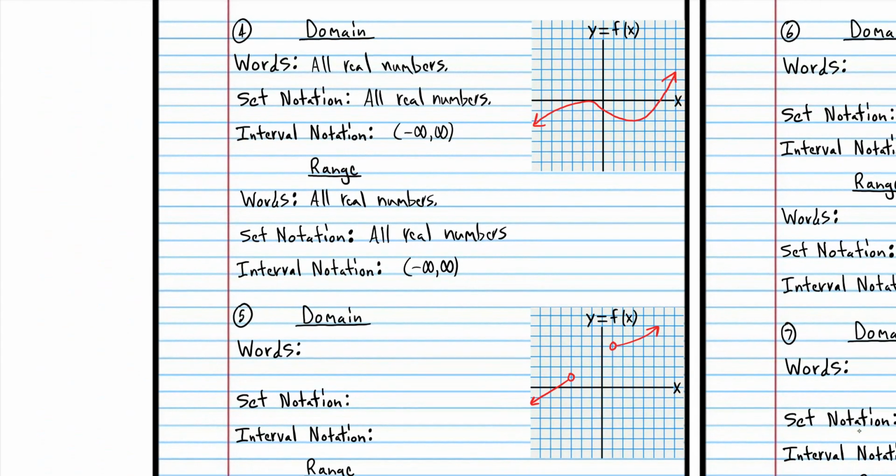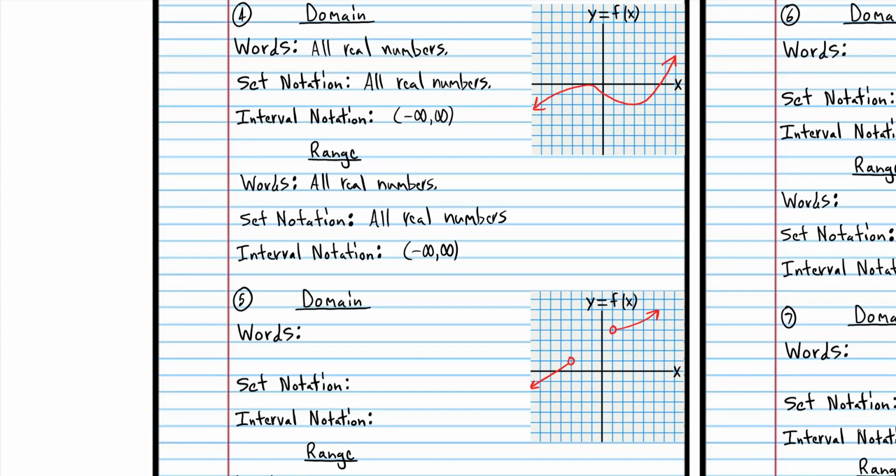Okay, so that was an example where the domain and the range could be any number as long as it's a real number.